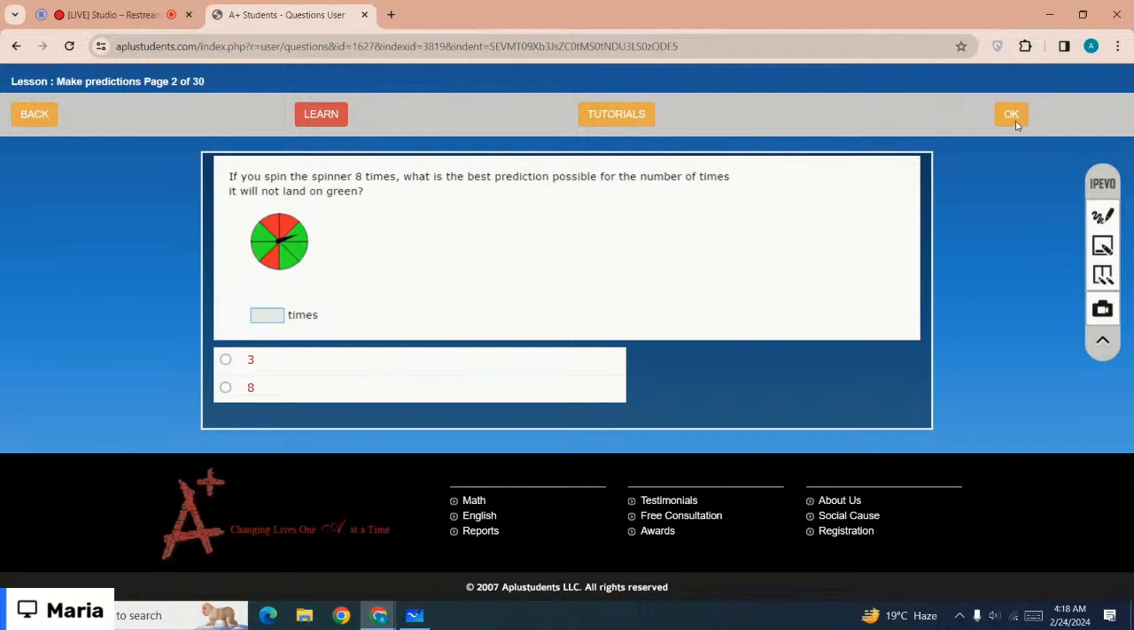Okay, the next one is, if you spin the spinner 8 times, what is the best prediction possible for the number of times it will not land on green? So, which is the correct option?